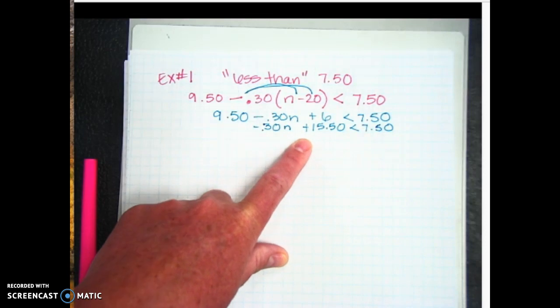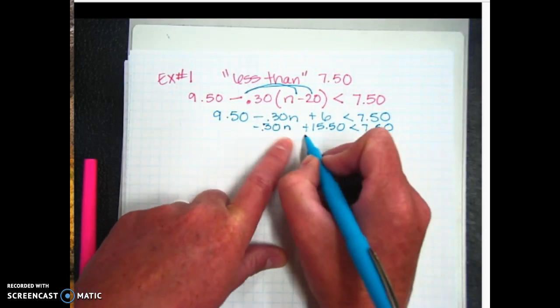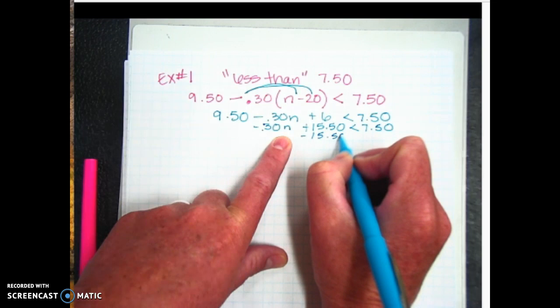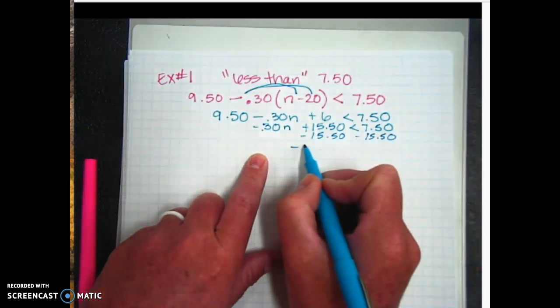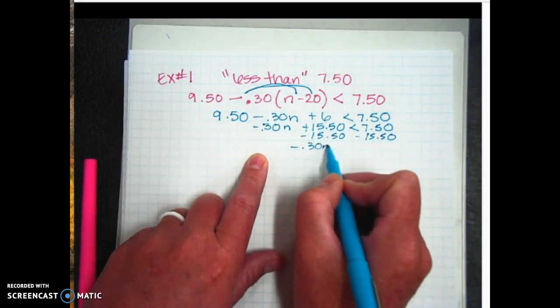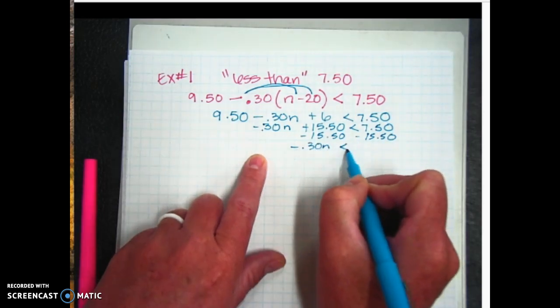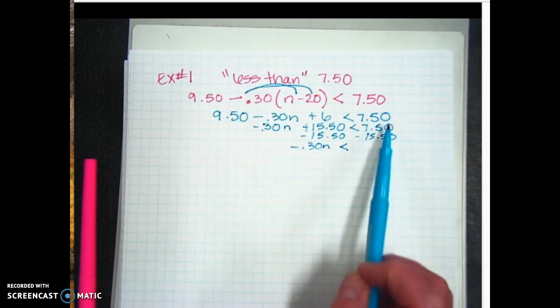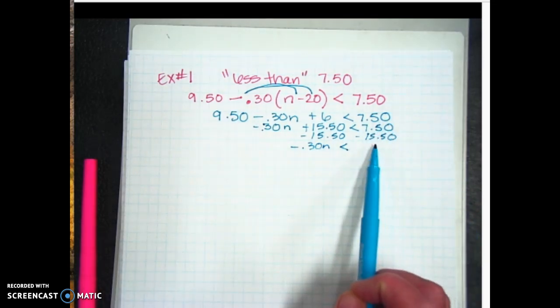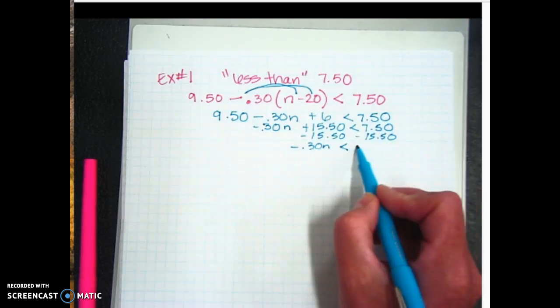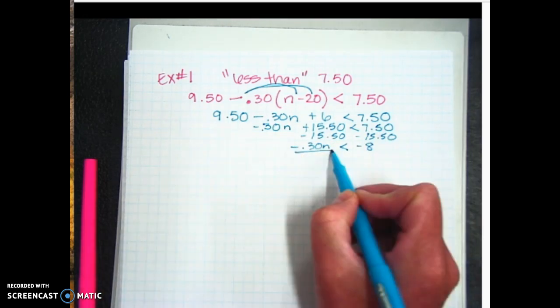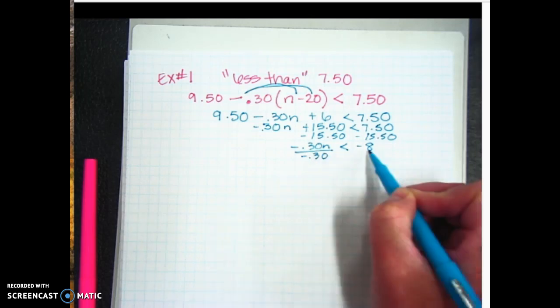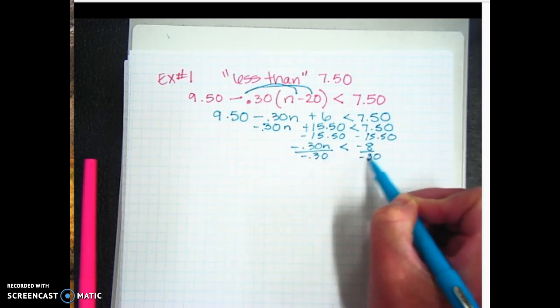And then getting the variable by itself by subtracting $15.50 from both sides. That leaves us with negative 30 cents n less than, and you can do this on your calculator, $7.50 minus $15.50. I got negative 8. Since we have negatives on both sides, we're going to end up with a positive, so that's good. But when we divide by negative 0.30, we have to reverse the inequality, right?